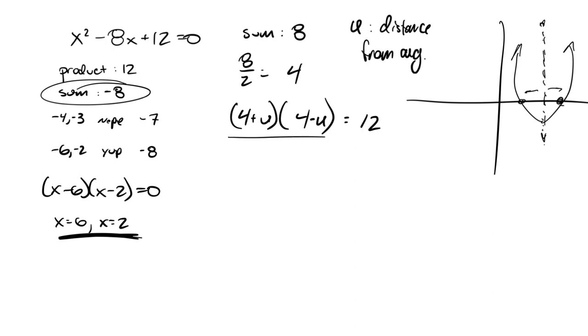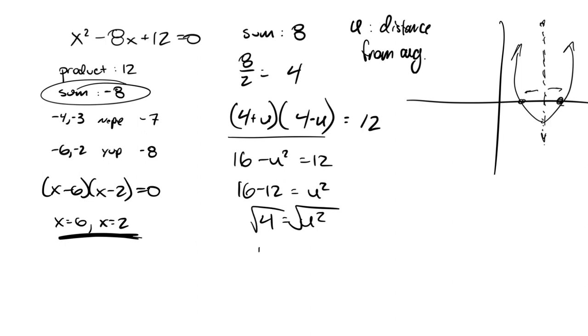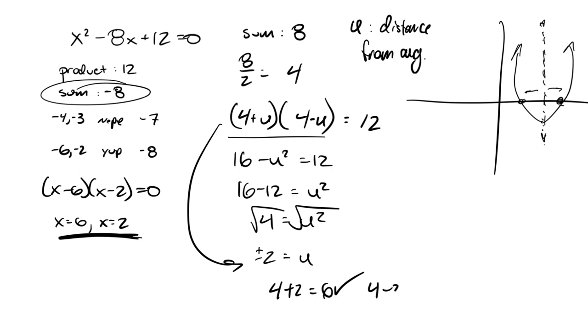So when I multiply these out, I get 16 minus u squared equals 12. Well, I can solve for u squared. I get 16 minus 12 equals u squared, which is 4. And when I take the square root, I get u equals plus or minus 2. So my two answers are 4 plus 2 equals 6, and 4 minus 2 equals 2. And these are the roots. I didn't have to factor because I switched the sign. You notice that this is positive 8.